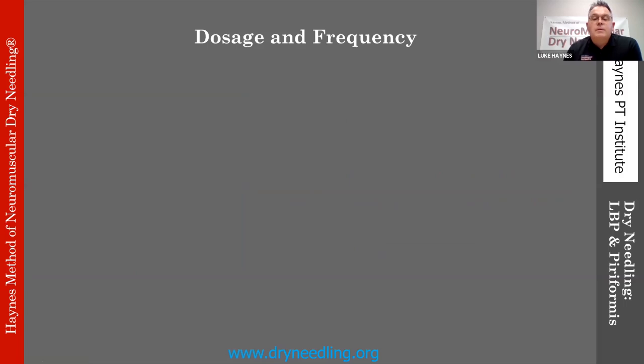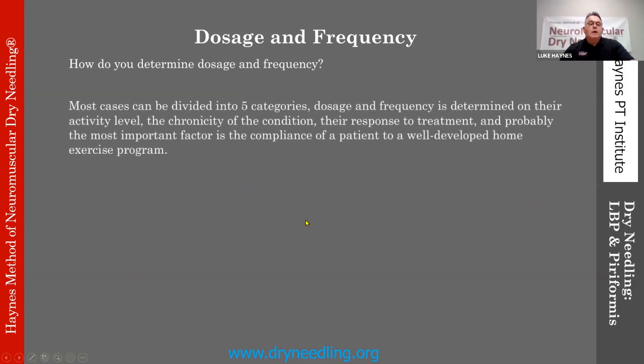And let's move on to a little bit of the conversation about dosage and frequency, because that is always a really good question. And I've developed my clinical approach, which seems to be fairly effective in determining how much, how often, and so forth. Most cases can be divided into 5 categories. Dosage and frequency is determined on their activity level, the chronicity of the condition, their response to treatment, and probably the most important factor is the compliance of a patient to a well-developed home exercise program.